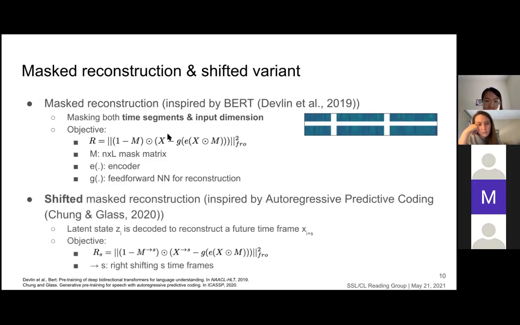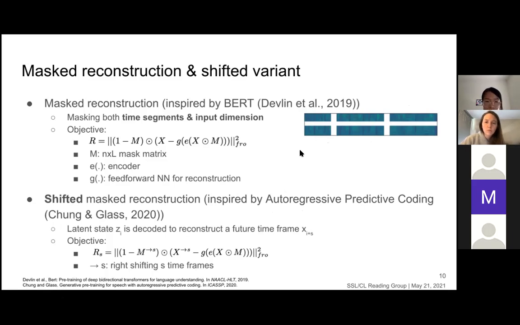And another variant of this reconstruction is a shifted mask reconstruction. Basically, the reconstruction is to reconstruct a future time frame rather than the current time frame. So imagine you mask out a future time frame, but your input is the current time frame, and the model's responsibility is to predict the masked future time frame.